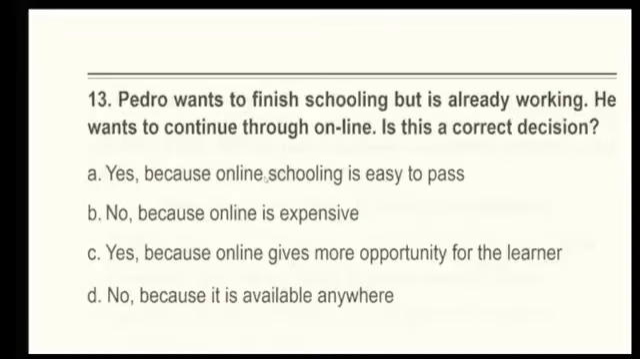Okay, number 13. So Pedro wants to finish schooling but is already working. He wants to continue through online. Is this a correct decision? A, yes, because online schooling is easy to pass. B, no, because online is expensive. C, yes, because online gives more opportunity for the learner. D, no, because it is available anywhere. Okay, what's your answer?